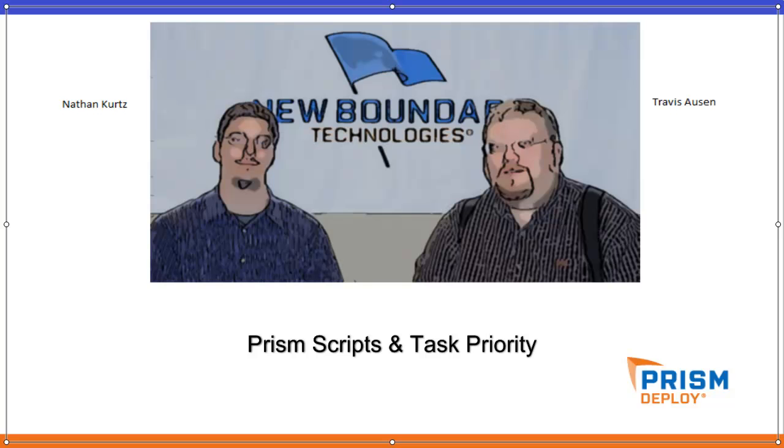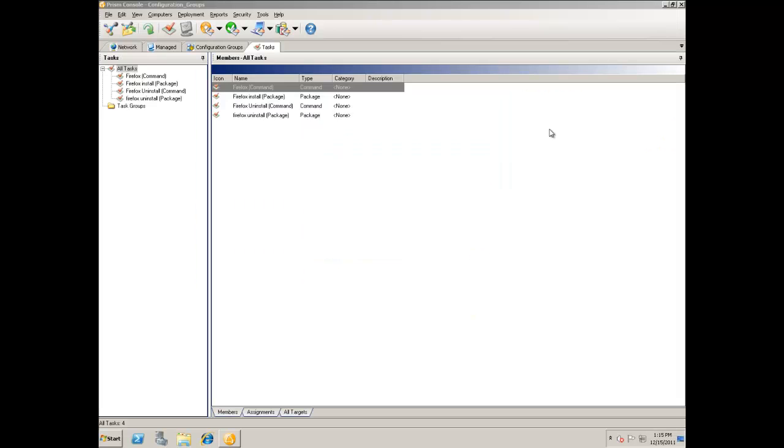Today, we're going to talk about Prism scripts and task precedence. Nate? Let's start by talking about Prism scripts. One of the original reasons or uses for Prism scripts was to be able to control the order in which commands and tasks were run.